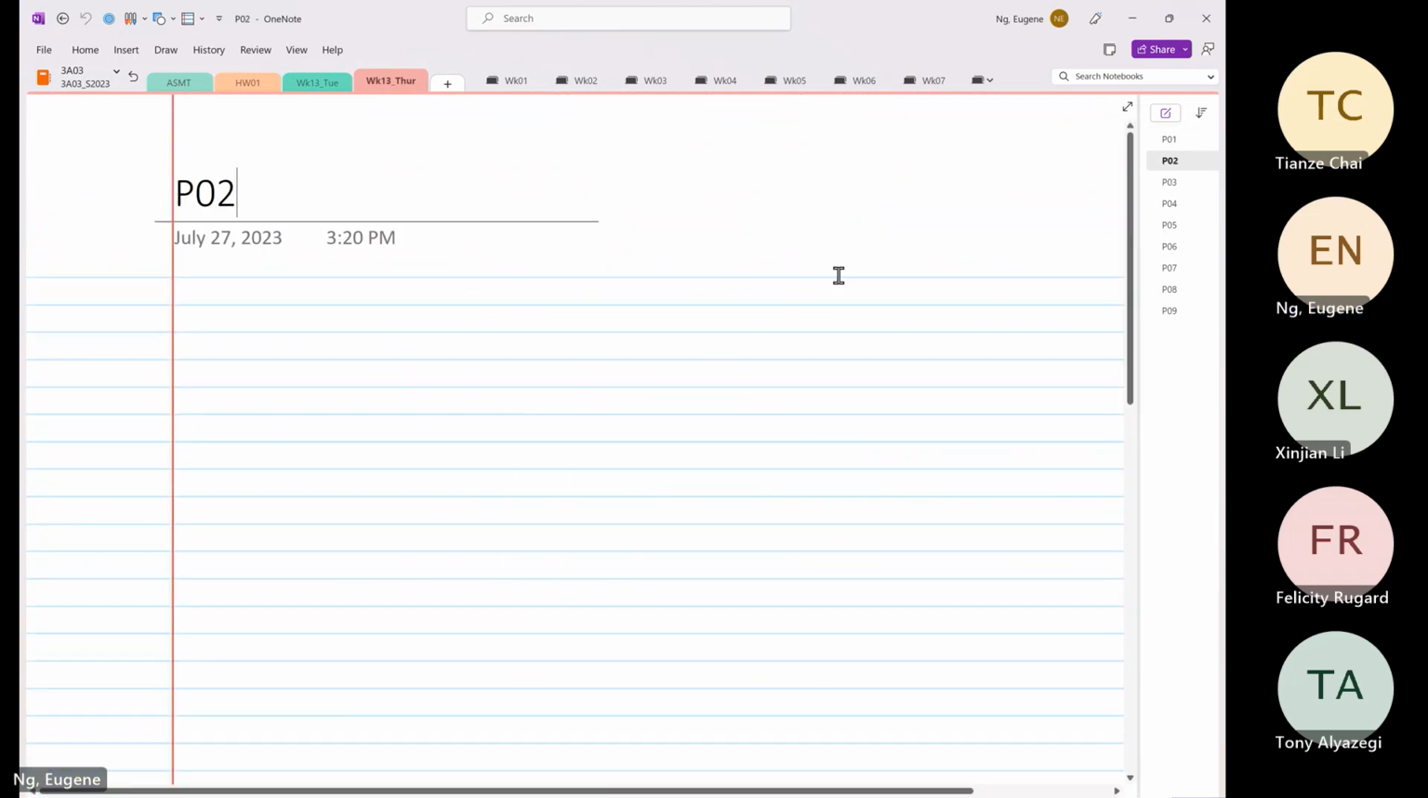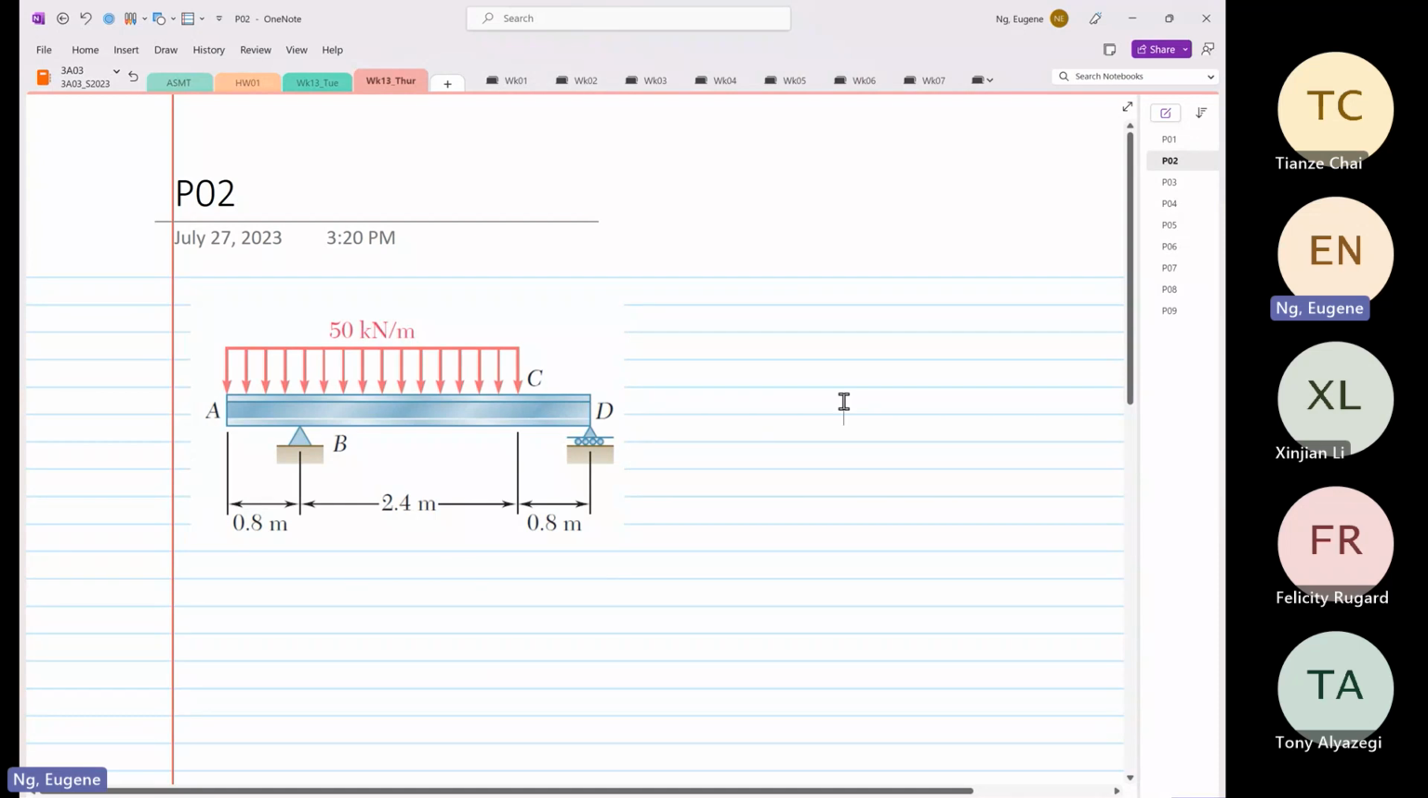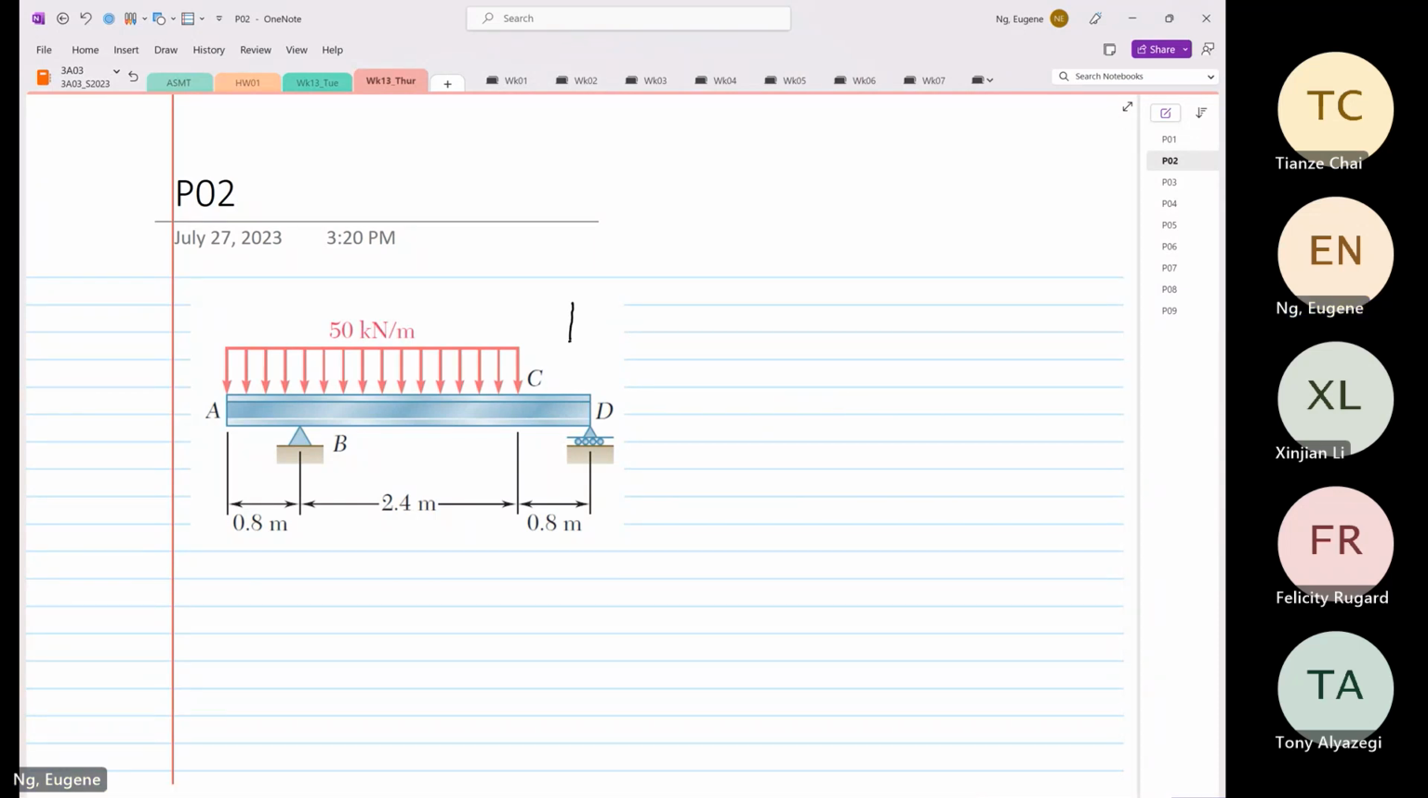I'll go to the next page. Right, and then based on our transformation, this is our Z, and this is our Y. Okay, so the first thing we have to do is using static analysis to determine the reactions at point B and at point D. Okay, we're going to find the reactions.